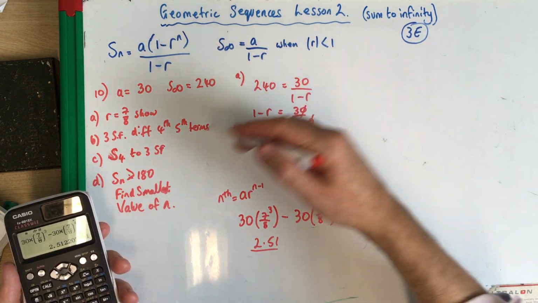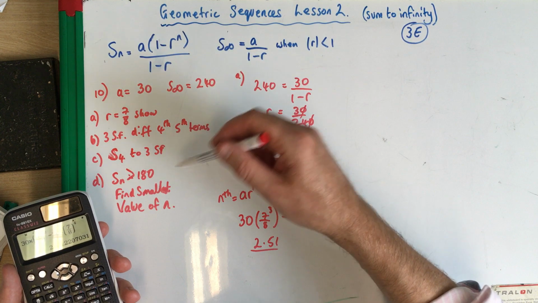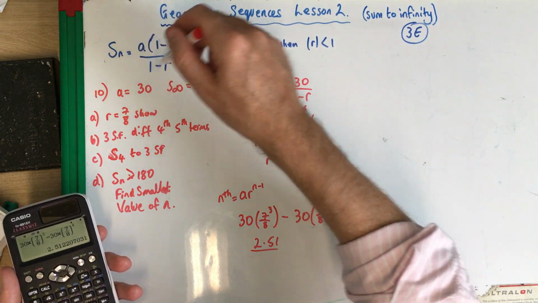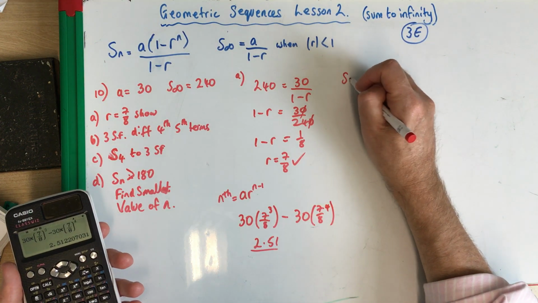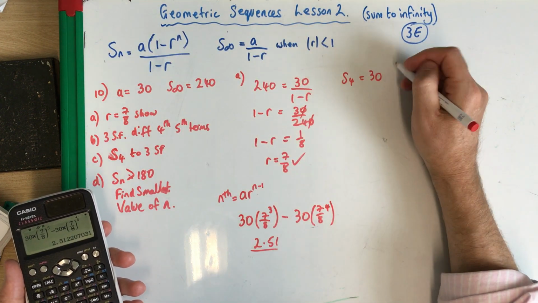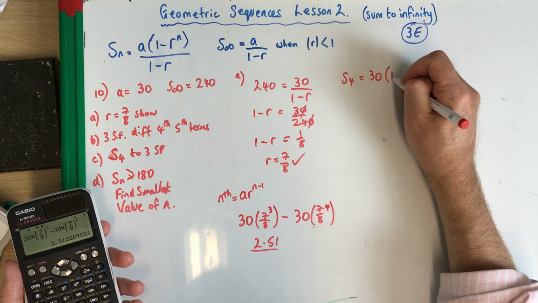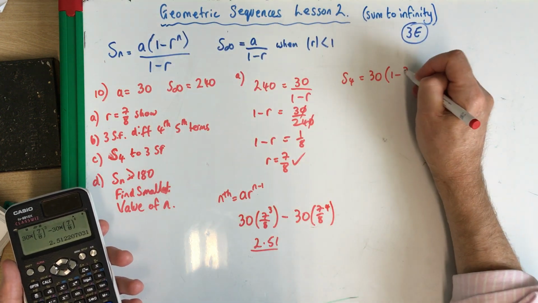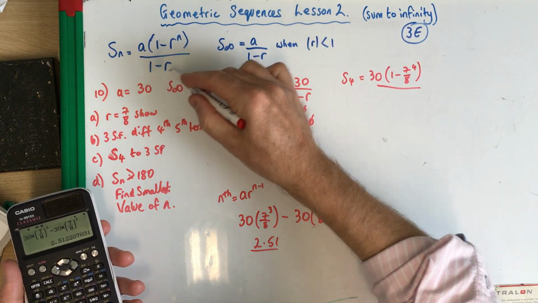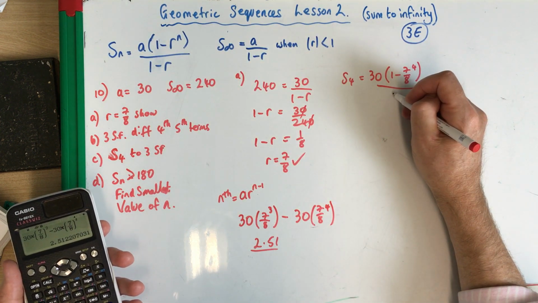The sum of 4 terms. Just because this is a convergent series doesn't mean we can't use this formula, and we need to use this formula to find the sum of 4 terms. The sum of 4 terms is equal to a, 30, times 1 minus 7/8, this time we use the full n, which is 4, over 1 minus 7/8.